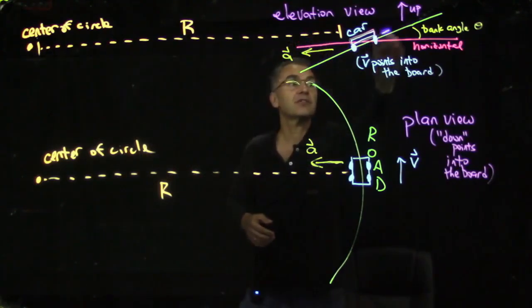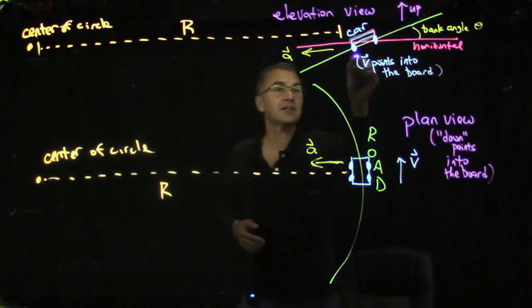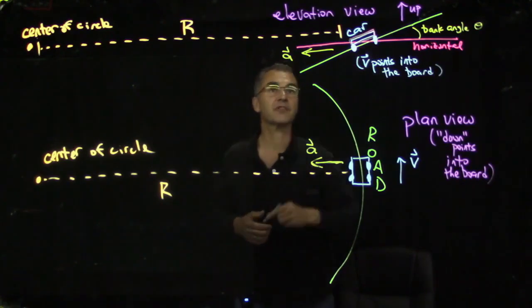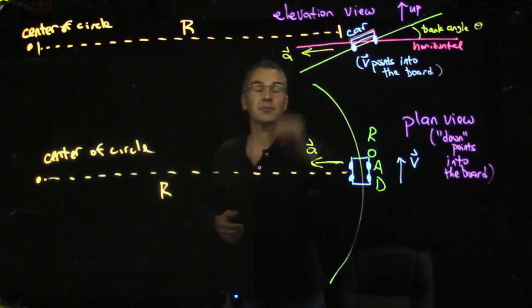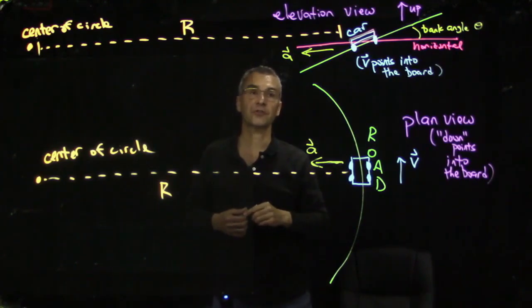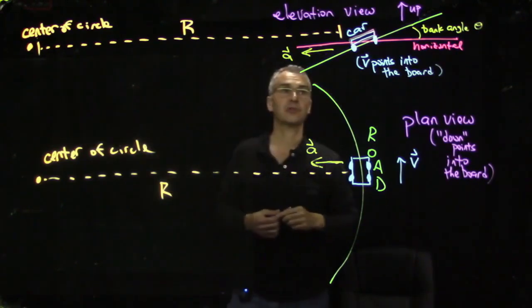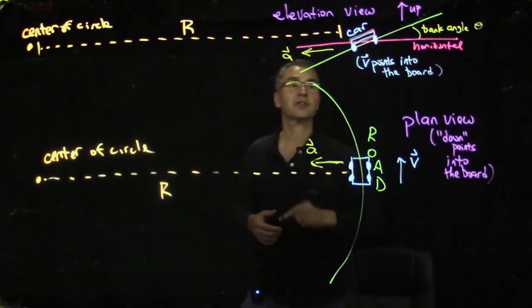And the road is not horizontal. The road is banked at some angle theta with respect to the horizontal. And in this case, the car's velocity vector points into the board. So the car is moving into the board in this elevation view. And because it's moving around a circle at constant speed, it must be accelerating toward the center of the circle. So that's a centripetal acceleration, v squared over r, that points toward the center of the circle. And the center of the circle is directly horizontal from the place where the car meets the road.